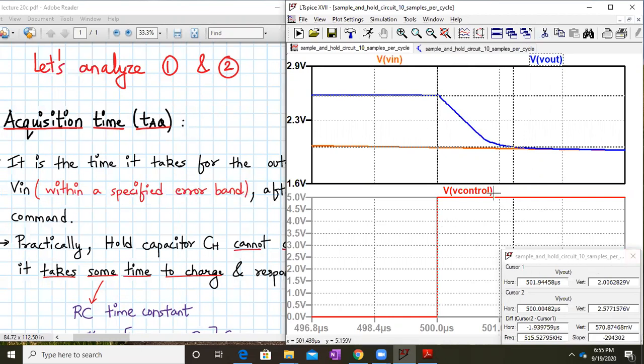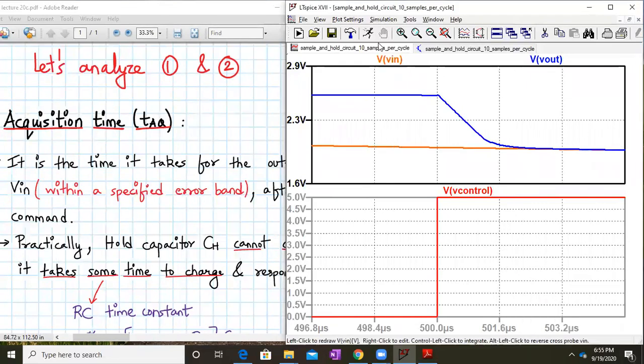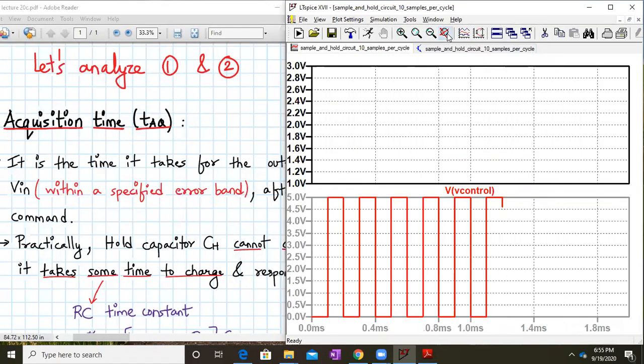Okay, so it takes a finite time. When the signals are changing quite fast, this microsecond delay also will be quite significant, because even if you run at megahertz, the time will be in microseconds. So again, this is very significant. Okay, I hope that this acquisition time concept is clear. Again I repeat, whenever the control voltage changes from hold mode to the track or the sample mode, the capacitor will take some time to react to the changes in the input. So that is what is happening over here.